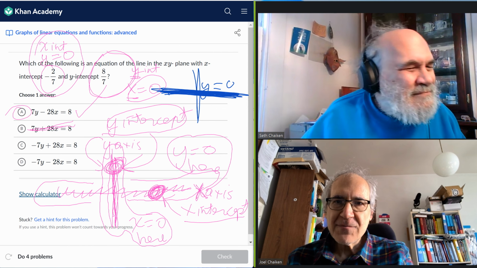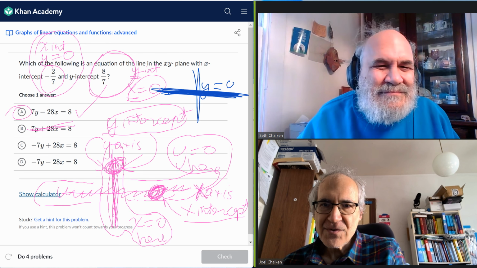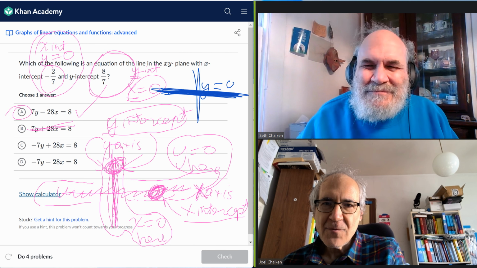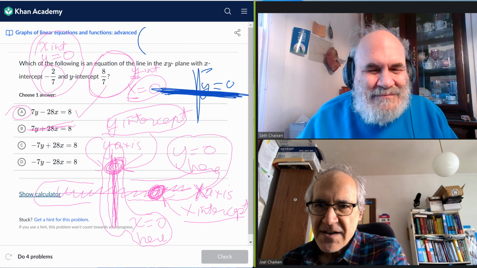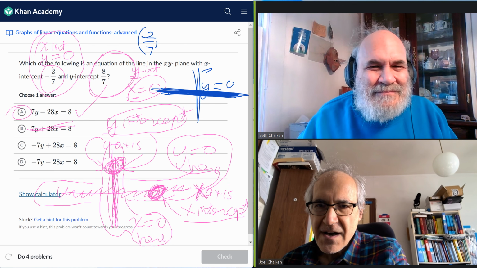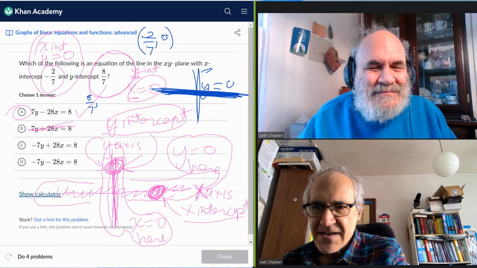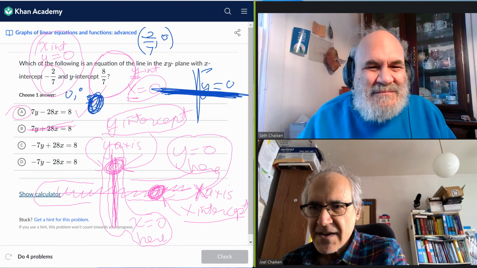The other way to do it, which probably is longer, is you have 2 points. Now you can really get confused. The x-intercept has the point (-2/7, 0). And the y-intercept has the point (0, 8/7).